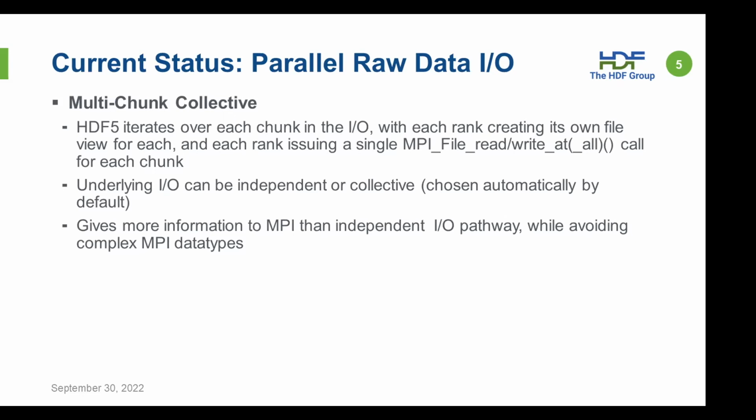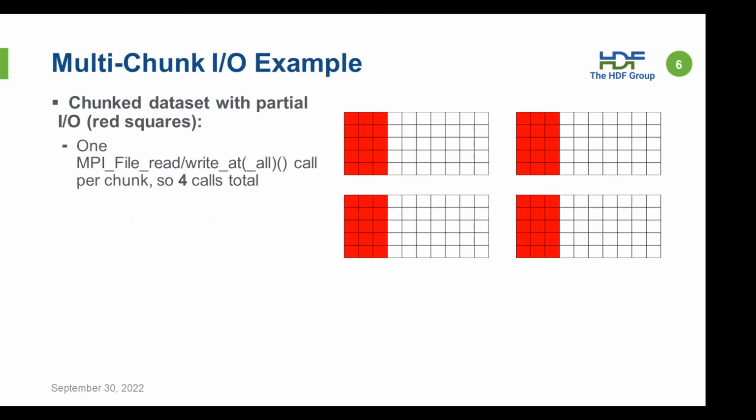And so this gives more information to MPI than independent. It lets MPI know the IO pattern for the entire chunk, but not for all chunks. It's only one chunk at a time, so instead of one block at a time, it's one chunk at a time. With the same example, instead of doing a call for each set of 3, you create an MPI datatype that describes this selection of 3 columns within this chunk. Then you make an MPI file read or write call for that. Then you move on to the next chunk and do the same thing. So you make 4 calls total instead of 20 in this example.